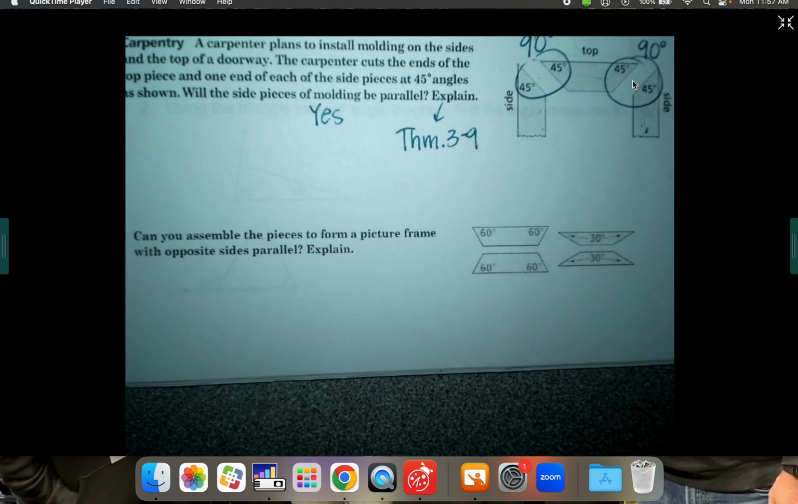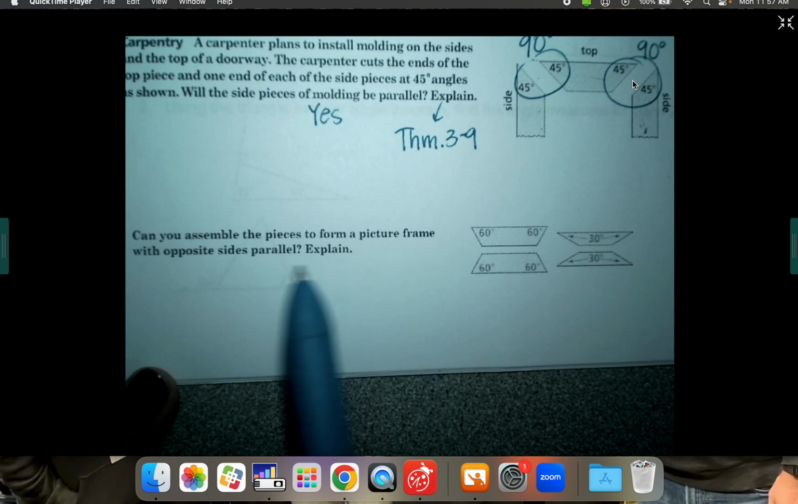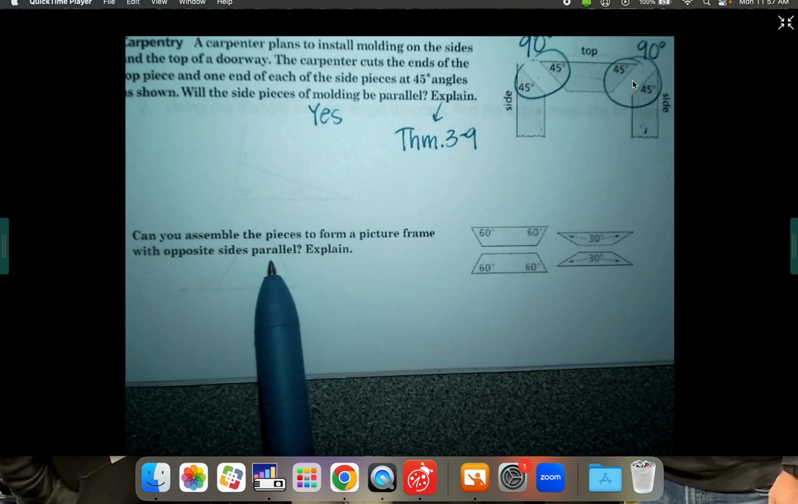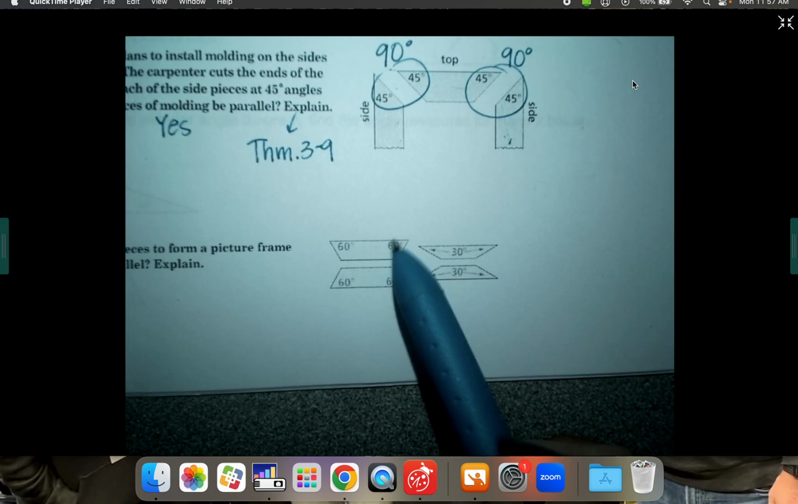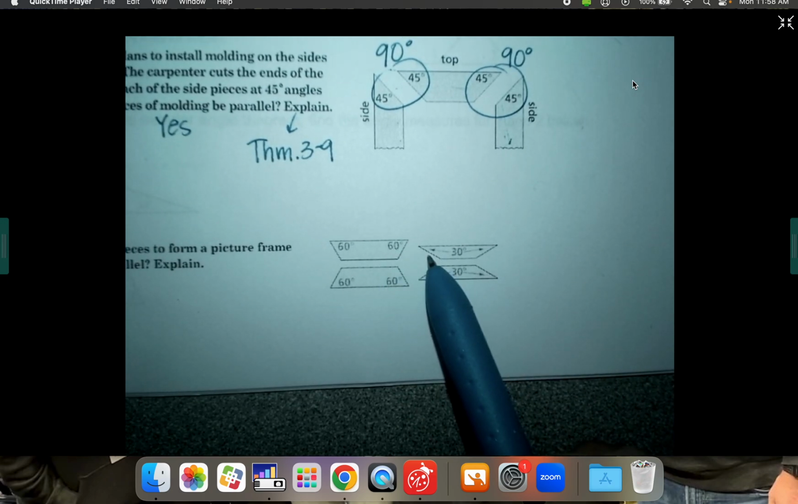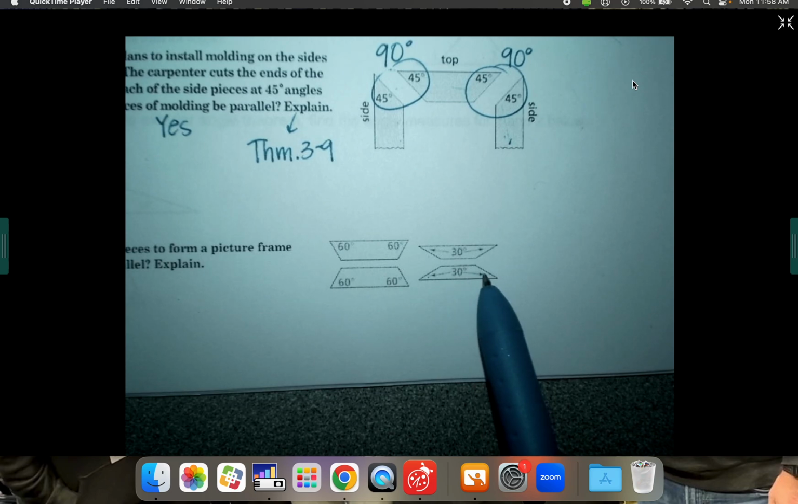Can you assemble the pieces to form a picture frame with opposite sides parallel? So in order for opposite sides to be parallel, we need to be able to make 90-degree angles. So 60 plus 30, 30 plus 60, 60 plus 30, and then 30 plus the other 60. So this is again a yes, because each corner would be 90 degrees.